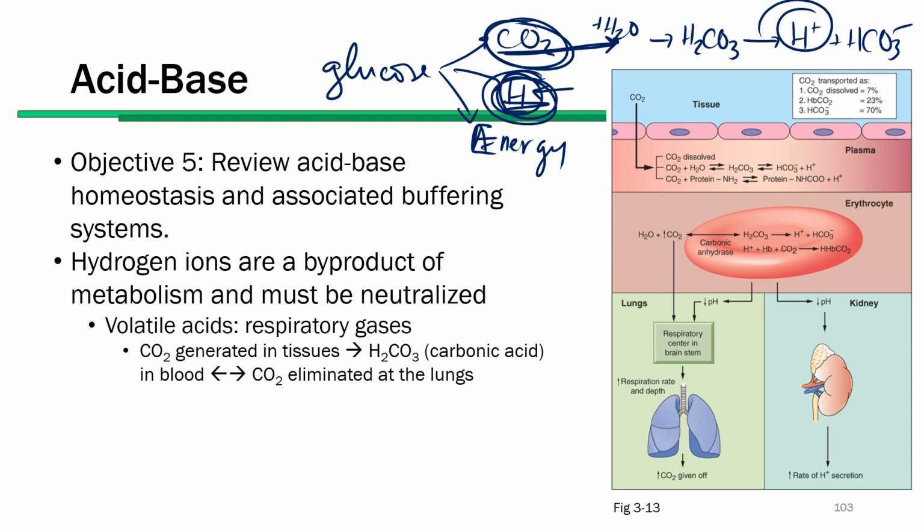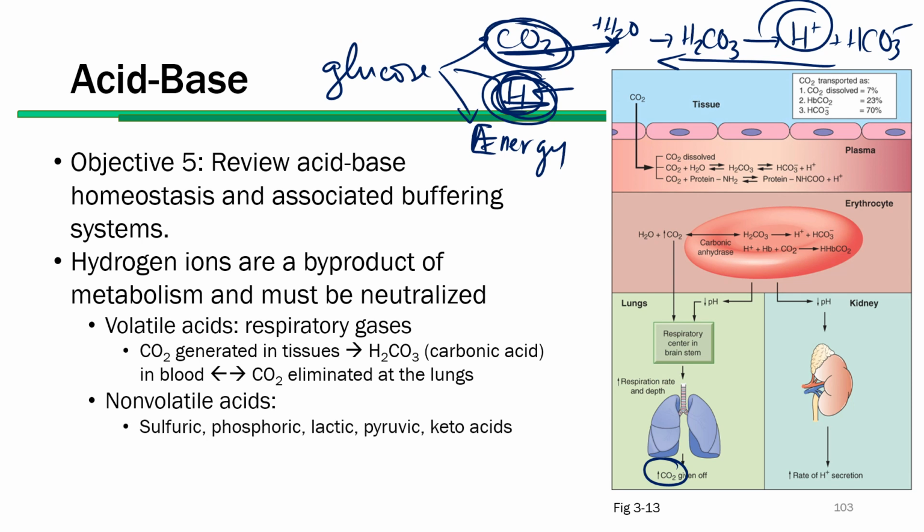And then at the lungs, we can take this back this direction and then breathe off. That carbon dioxide is breathed off at the lungs. So we can get rid of it that way, and then it's just converted into carbon dioxide and water. We also make non-volatile acids. During the process of metabolism, we can make sulfuric acid, phosphoric acid, lactic acid, pyruvic acid, keto acids. All of those can also be produced, and those are either eliminated by the kidney or metabolized in the liver.